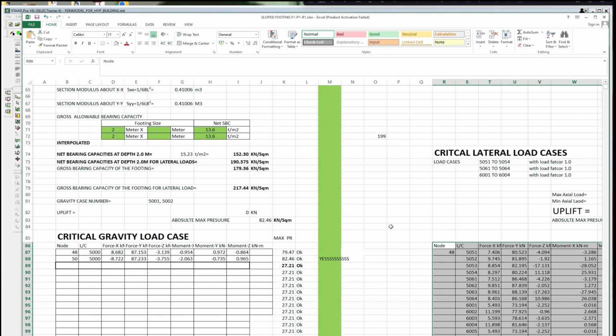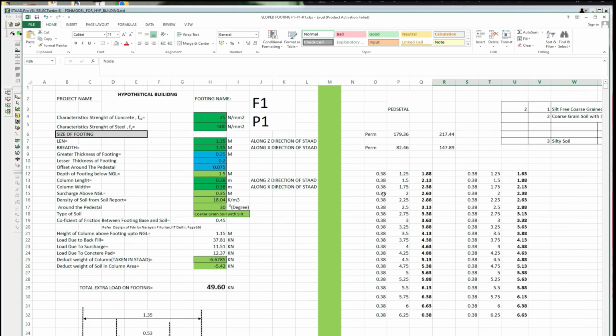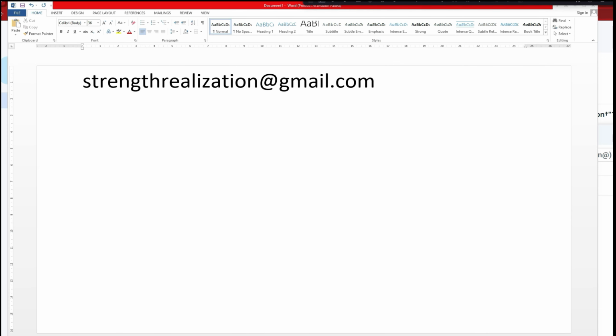You can prepare this Excel sheet by yourself by referring to some book. If you want this Excel sheet, you can write to me at strengthrealization@gmail.com. I will happily share this Excel sheet, but I will advise that you prepare your own Excel sheet by having an idea from going through this one. You can go through it and see how the design is being carried out. You must refer to the textbook to understand whatever is being done.